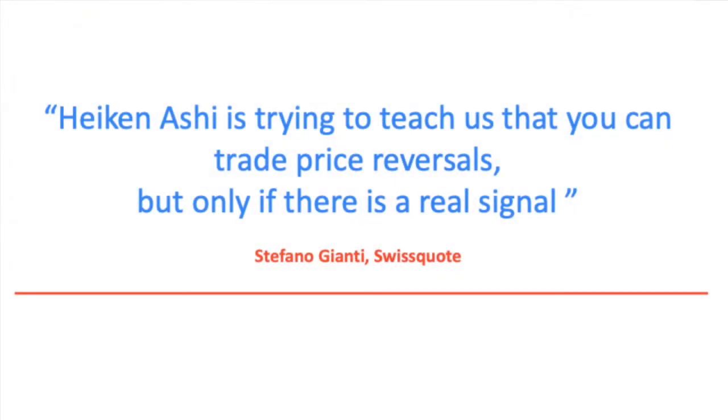This is one of the biggest errors I always see. Of course it makes sense to try to sell when the price is high, but if there is still momentum, that is maybe the big mistake that the trader can make. So what Heikin Ashi is trying to teach us is that you can try to trade reversals, but only if there is a real signal. This really makes the difference in our trading career.